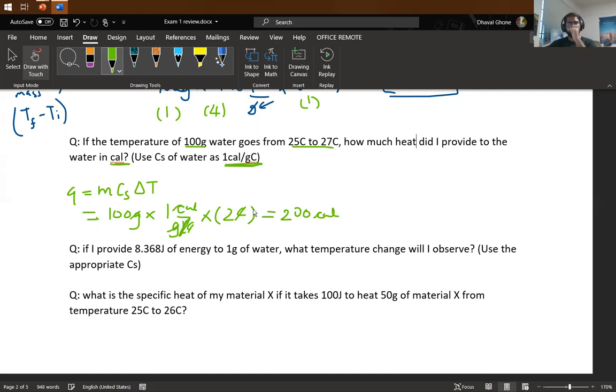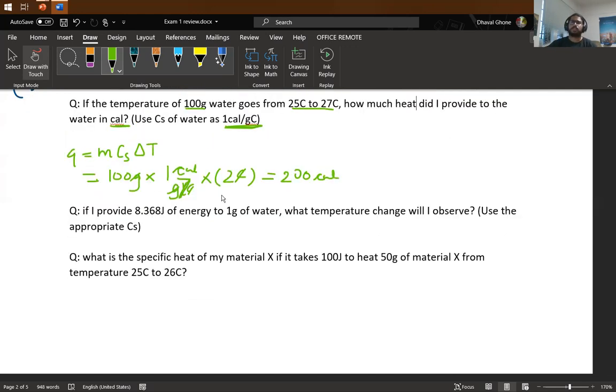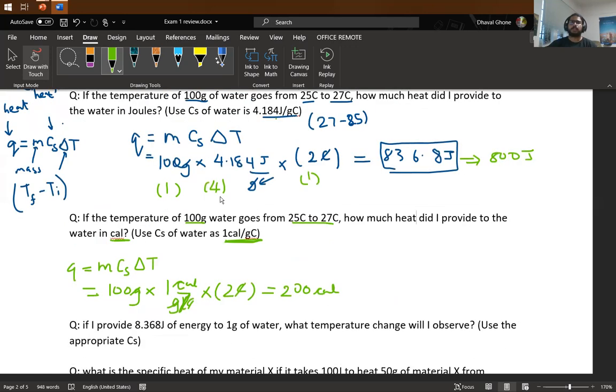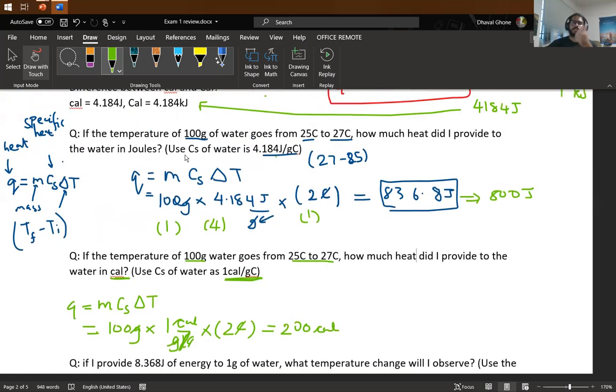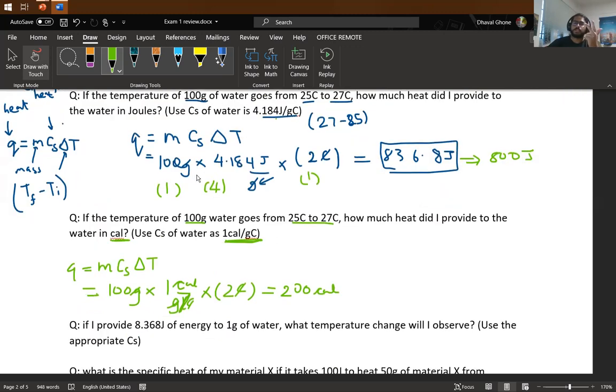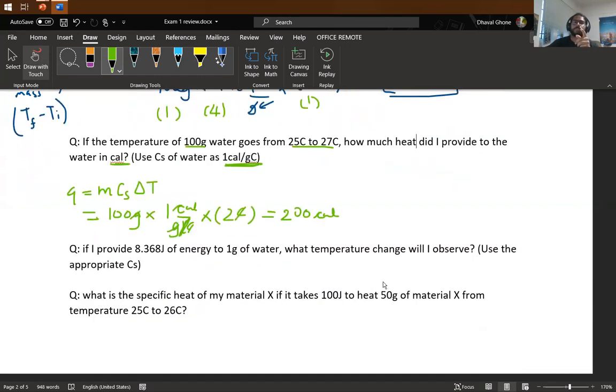Okay, that's how you solve this question. If you realize, in this question the mass is the same and the temperature change is the same, but you get different answers because of using different units. Joules is a smaller unit, calories is a bigger unit, because 1 calorie means about 4 joules, right? So depending on the unit, your answer will be different. So make sure you use the right units.